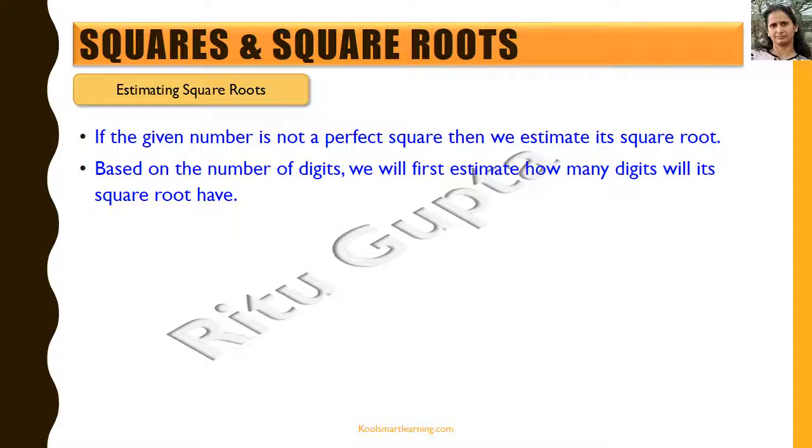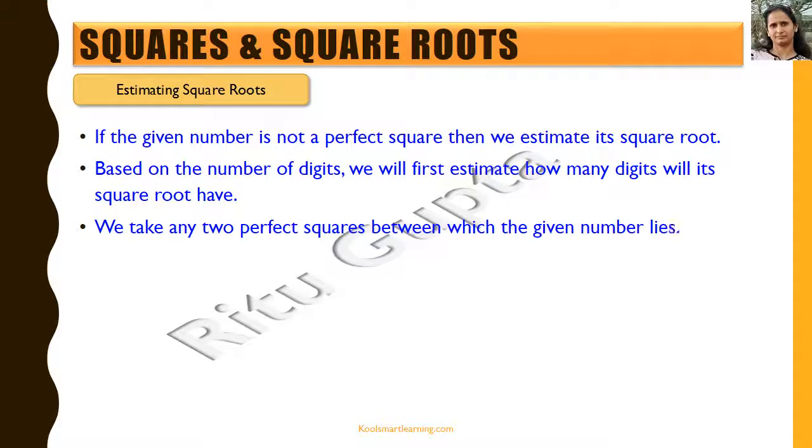Because if we take the smallest 3-digit number, which is 100, its square itself becomes a 5-digit number, 10,000. So if we have a 4-digit number, its square will be a 2-digit number. That is how we start with finding how many digits we should start with. We take any two perfect squares between which the given number lies.